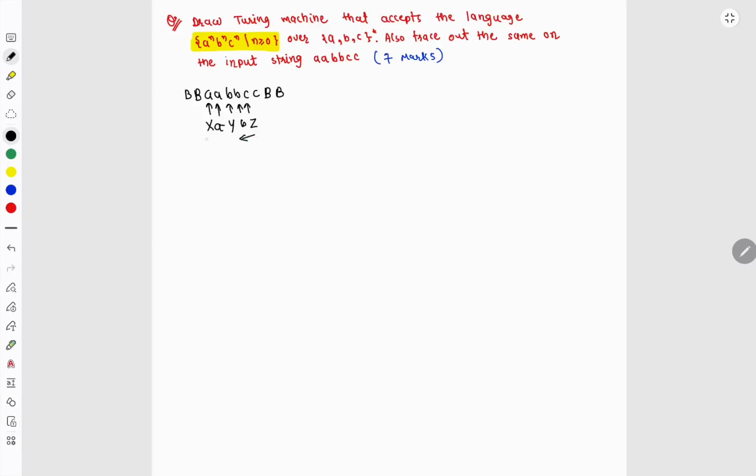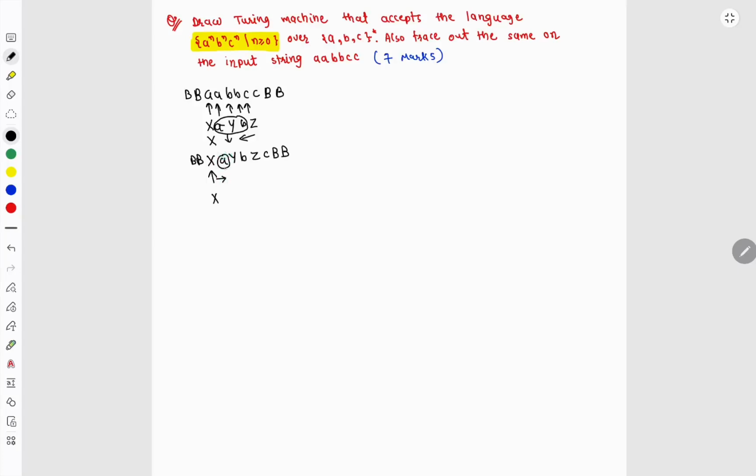We need to move towards the left side until we get the capital X. What does it mean? That means in between, whatever letters come, we need to keep those letters as they are. That means now what will be the string? X, a, capital Y, small b, Z, c, b, b, b, b. When we reach the capital X, the string would be like this. Now capital X occurred, we need to keep that capital X as it is and move towards the right hand side.